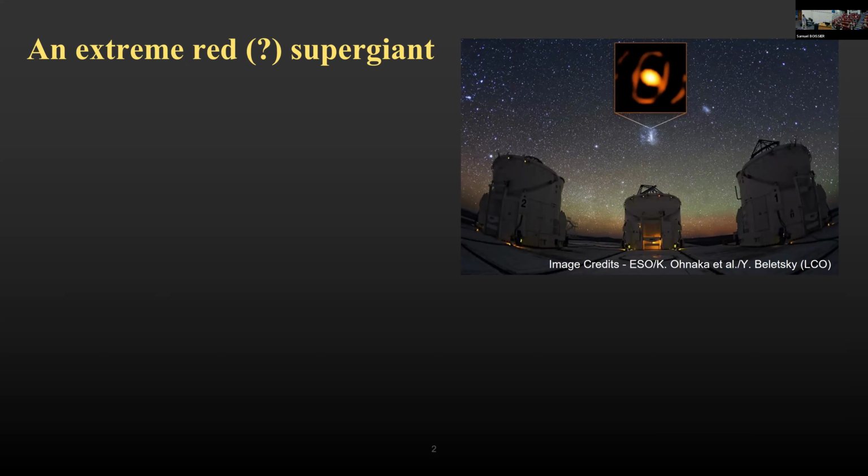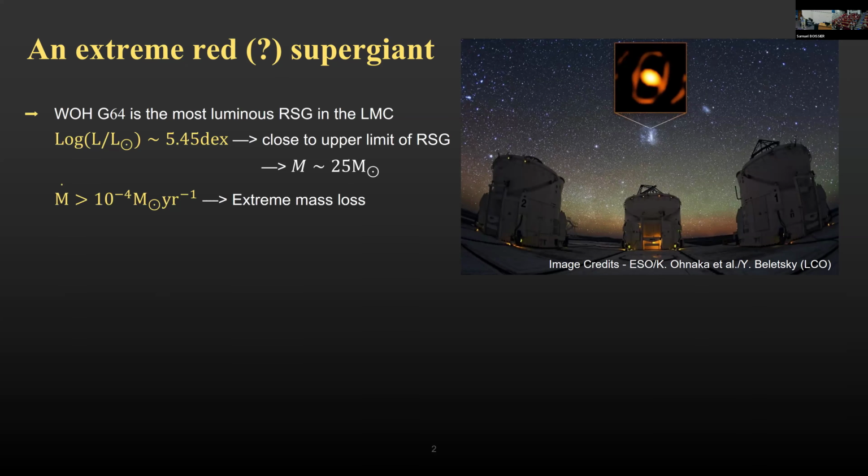So it is important to really understand the pre-supernova evolution of massive stars, and extreme objects like WOH G64 are an excellent laboratory to do just that. So this is the most luminous red supergiant in the LMC, with a luminosity corresponding to an initial mass of about 25 solar masses. It has a very extreme rate of mass loss, with greater than 10 to the minus 4 solar masses per year.